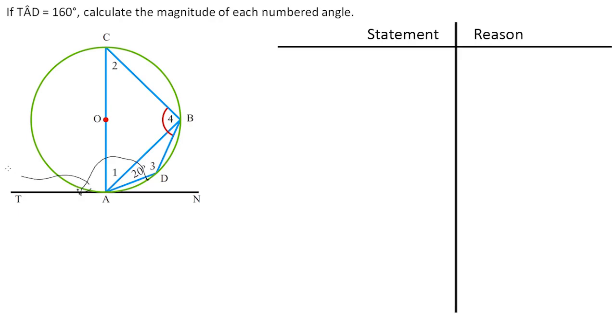TAD is equal to 160 degrees. It means that this angle as well as that one as well as the other one must add up to 160 degrees. Immediately, there's an adjacent angle which is DAN or NAD. NAD plus TAD must give me 180 degrees. Therefore, I can immediately find the value of DAN, which will be equal to 20 degrees. So that is adjacent supplementary angles.